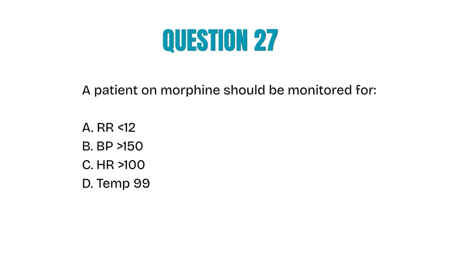Question 27. A patient on morphine should be monitored for A. Respiratory rate less than 12, B. BP greater than 150, C. Heart rate greater than 100, D. Temp 99 Fahrenheit.